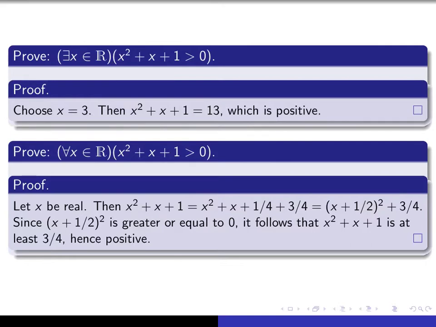And now the point is, you see, this is non-negative because it's a square. And you're adding 3/4 to that. So this thing has to be at least 3/4. Okay, so since x plus a half squared is greater or equal to 0, it follows that this is at least 3/4, hence positive.